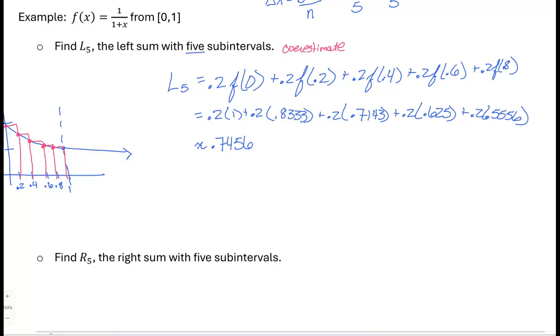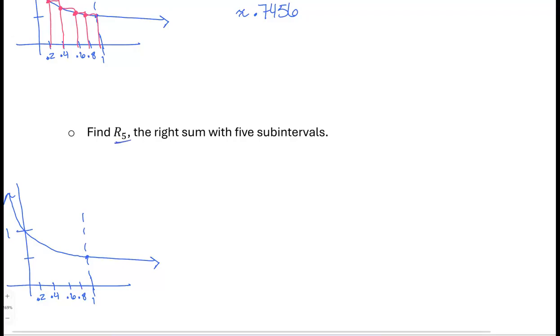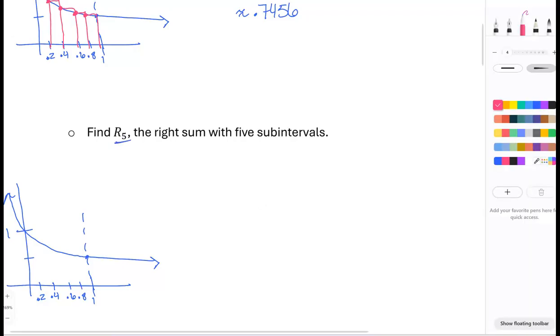So now let's look at that right sum. Still 5 rectangles. Now we're using the right endpoint. So that first interval, here's my right. There's my dot that's on that curve, and I'm drawing my rectangle to the left. Dot on the curve, left. You can see how these are just slightly below. So these are going to underestimate the area.